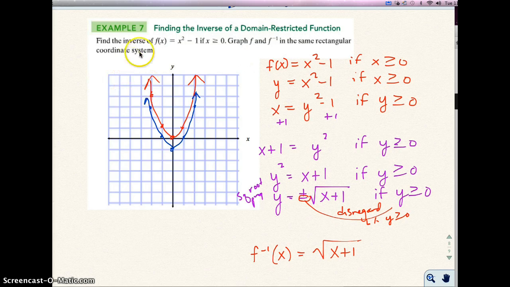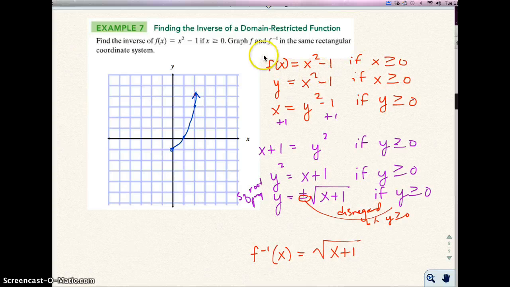So now I'm going to erase all this in red because I'm looking at x squared minus 1. And now it's saying if x is greater than or equal to 0, so I want all the x values to be greater than or equal to 0. I don't want this side of the quadratic function, so I'm going to erase this. So what I have here in blue is this function right here.